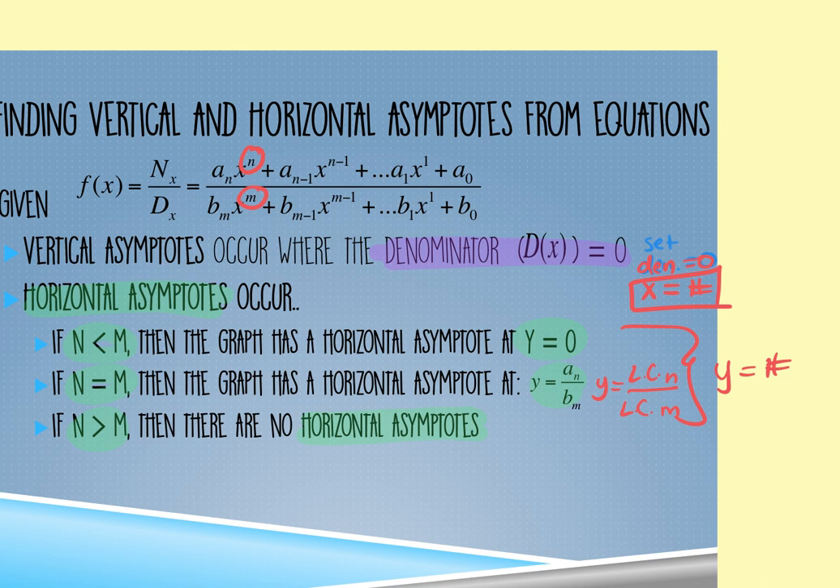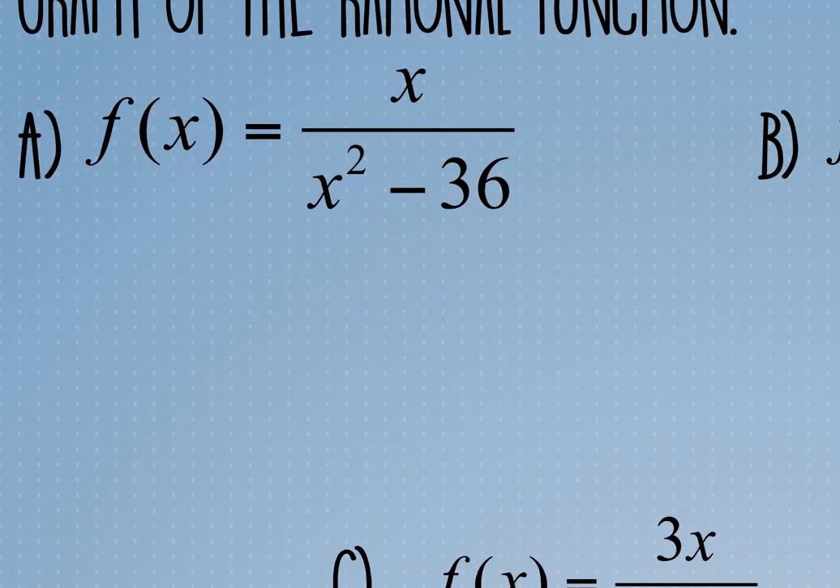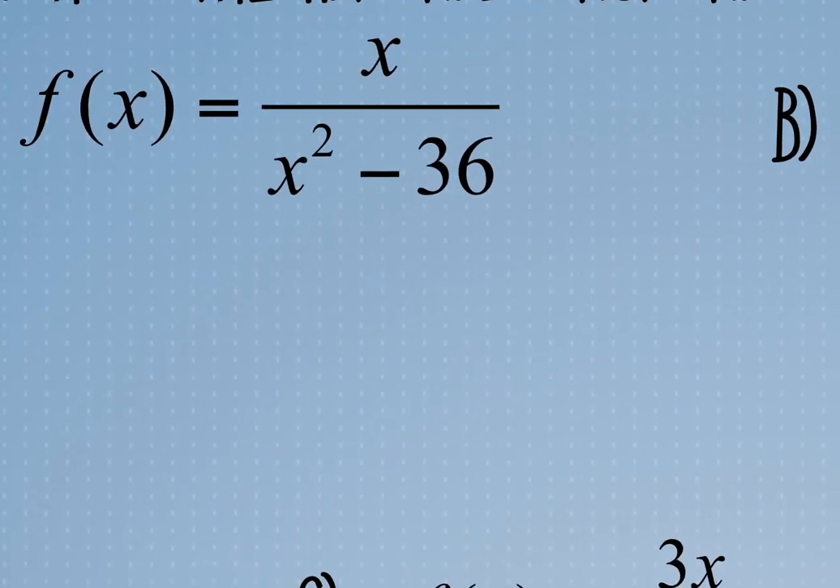Okay, all right. So example 3, find the horizontal and vertical asymptotes, if any, of the graph of the rational function. So look at A. For my vertical asymptote, I do what? Set the denominator equal to 0. So I get x plus 6 and x minus 6. Split and solve there, and I get x equals negative 6 and x equals positive 6. There are 2 vertical asymptotes.